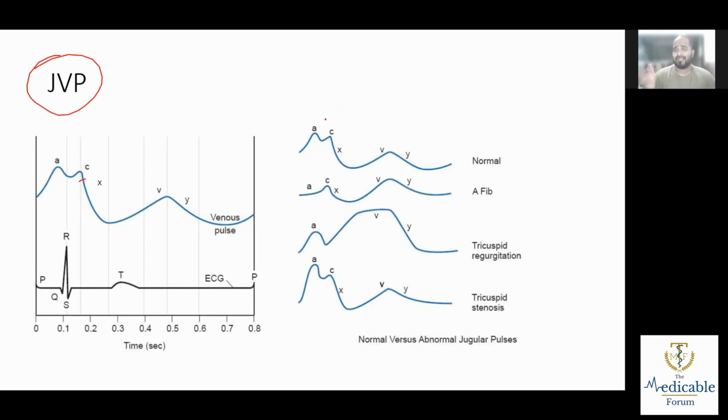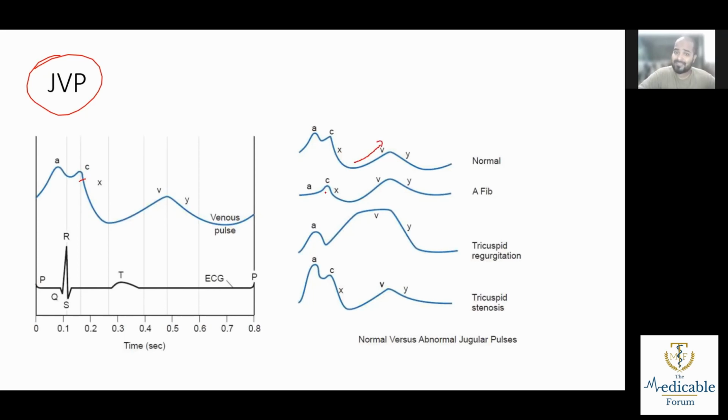Then what happens when the valves close? The atria are actually empty, so the atria's pressures will drop, right? This drop is called the X descent. Then the blood keeps on filling the atria, and that is the rise in pressures in V.